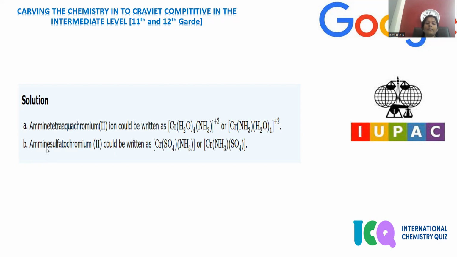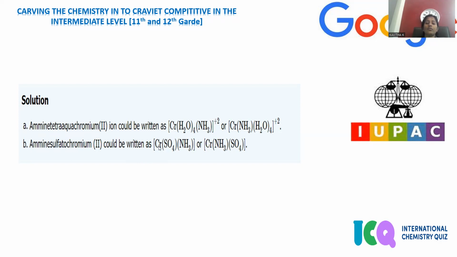Move on to another compound, amine. Again, mention only NH3. Amine means here only one amine they are saying. Sulfato means SO4 will be there. Always SO4 is accompanied with a -2 charge. Everybody is aware of that, because in sulfuric acid, H2SO4, H2 means 2 H+ ions are there, and SO4 means a -2 charge will be there, right? So it is the negative ligand.